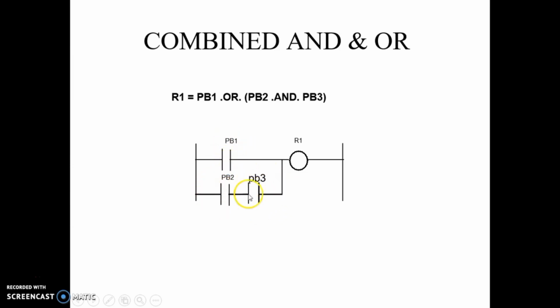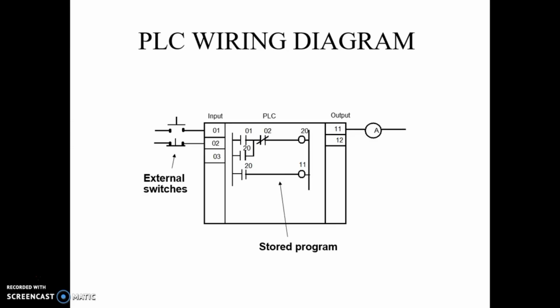And this is combined AND and OR logic. Here one component is there, push button 1, and in OR with the contact of push button 1, there are two more contacts, PB2 and PB3. So whenever PB2 and PB3 are simultaneously pressed, it will give an output, or if PB1 is pressed, then it will give output. So this is the combined AND and OR operation.